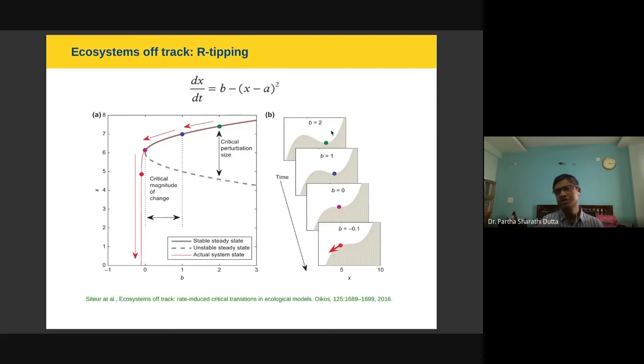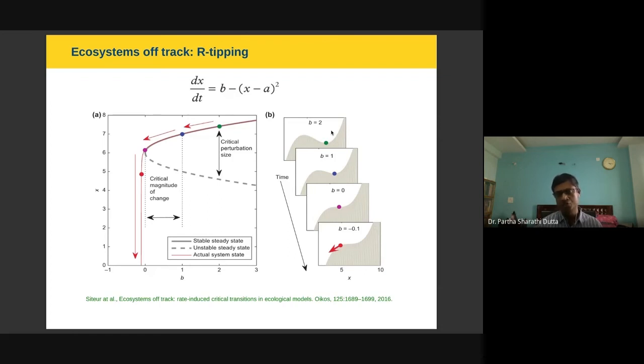This is a model of a saddle node normal form, but with a little tweak. Normally we consider dx/dt equals b minus x squared. Here what we have done is dx/dt equals b minus (x minus a) whole squared. Now if we apply linear stability analysis, first we put dx/dt equal to 0 to find the equilibrium point. We will see that a plus minus root over b term will come.